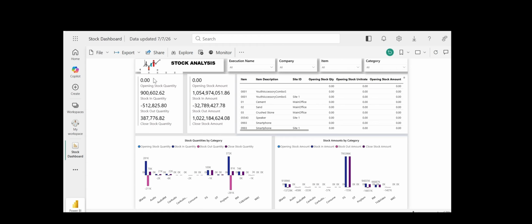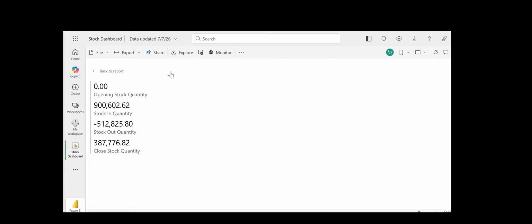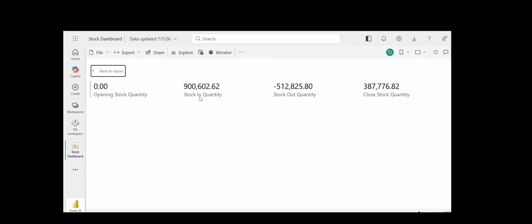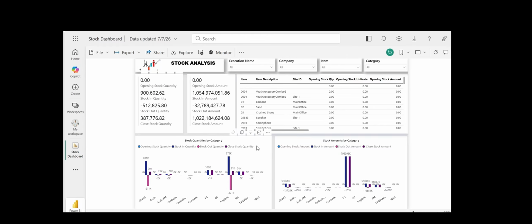These cards summarize the complete inventory movement by displaying opening stock quantity, stock in quantity, stock out quantity, closing stock quantity. These metrics provide an immediate understanding of how inventory has changed during the selected reporting period.